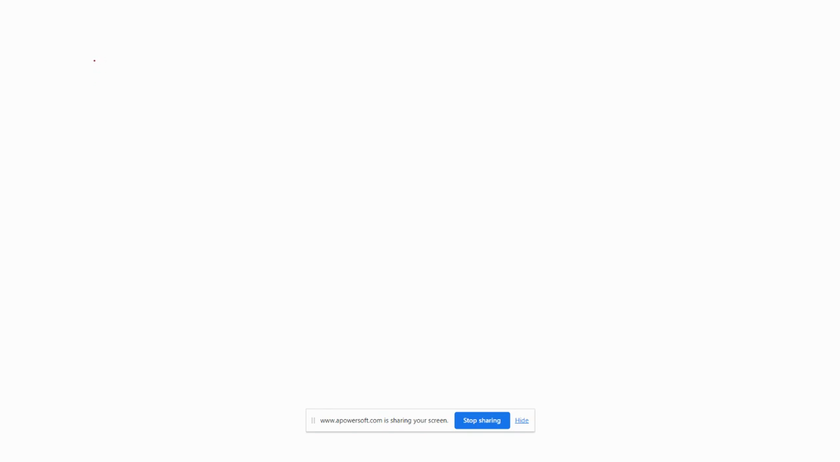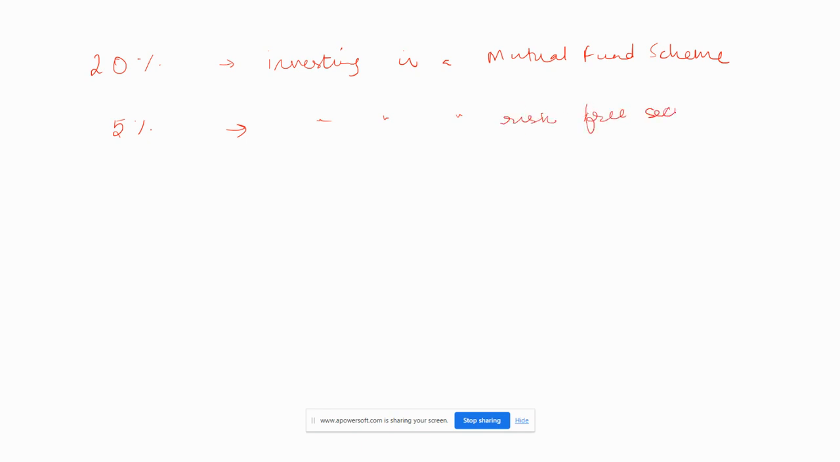Let us say that I invest in a mutual fund scheme and I generated 20% return. I would have generated a 5% return if I invested in a risk free security. Risk free securities are those which do not offer any risk and give you a fixed return, like treasury bills, government bonds, etc.